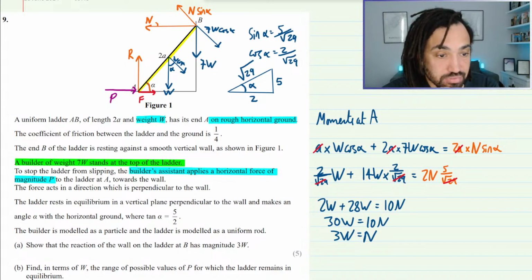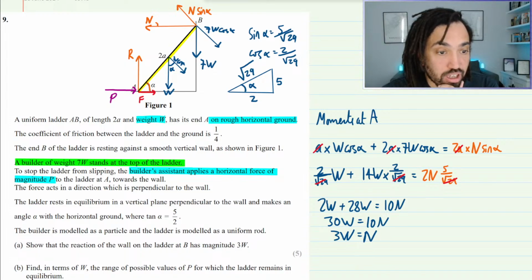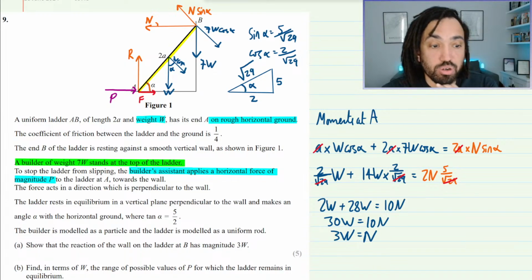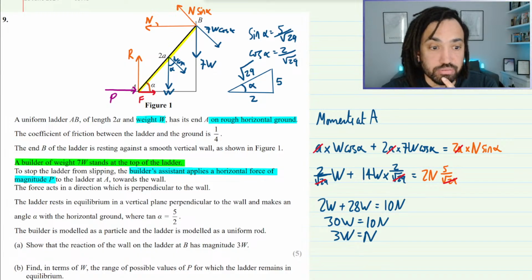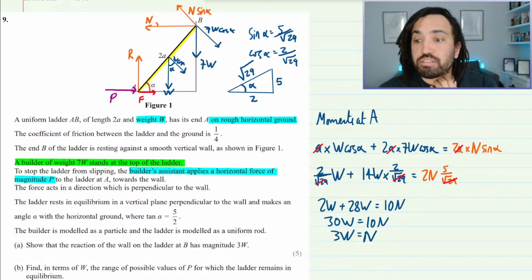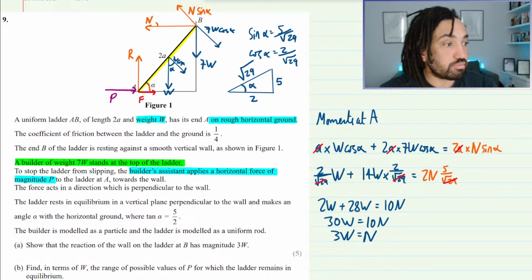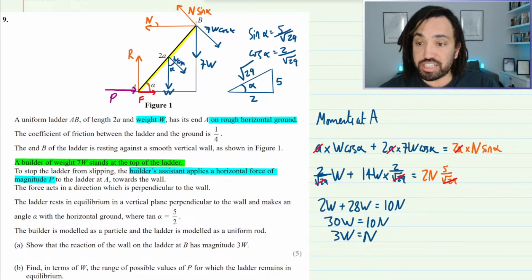Okay, I'm not sure. Is there a reaction force coming off the builder? No. We're only looking at the ladder. Okay, so we're only caring about what forces are acting on the ladder. Okay, good. So that's that done.